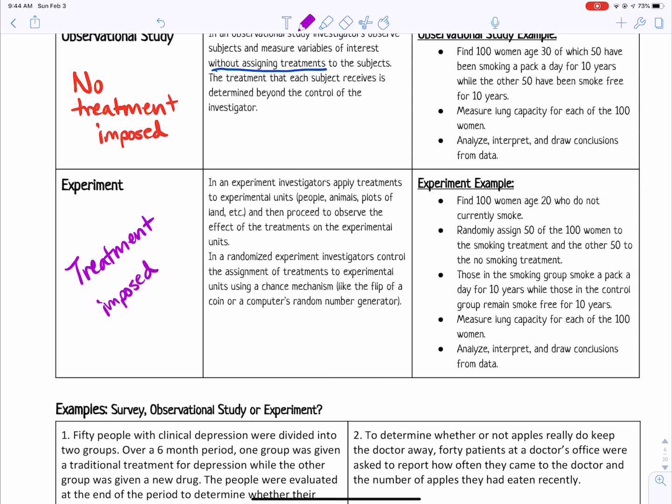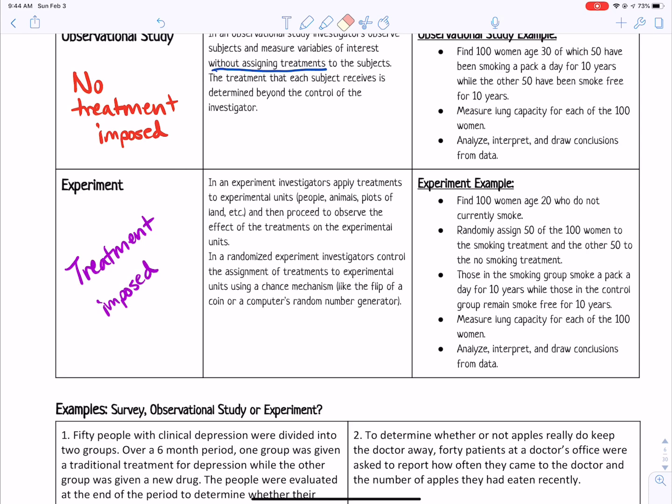So, the example here is sort of similar to the one above there on purpose, so you can tell the difference between them. Even though this might sound ridiculous, this would be an experiment. It says, find 100 women aged 20 who do not currently smoke. Randomly assign 50 of the 100 women to the smoking treatment and the other 50 to the no smoking treatment. Those in the smoking group smoke a pack a day for 10 years, while those in the control group remain smoke-free for 10 years. And then measure the lung capacity of each of the 100 women, analyze, interpret, and draw conclusions from the data.